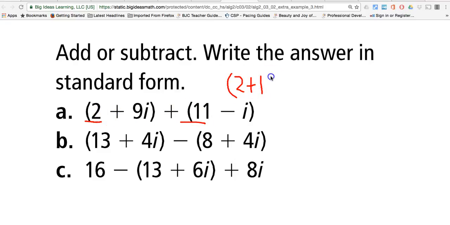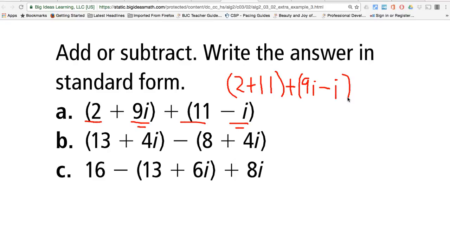You always need to make sure that you take this sign right here and apply it to the rest of your equation. You're going to see down here we've got some examples with a minus sign. Okay, so the first part we have 2 and 11, so that's going to be our real part. And we've got 9i and negative i. That's going to become our imaginary part. So in here we write the imaginary part. So we've got 9i, and then remember plus minus i is going to give us minus i right here.